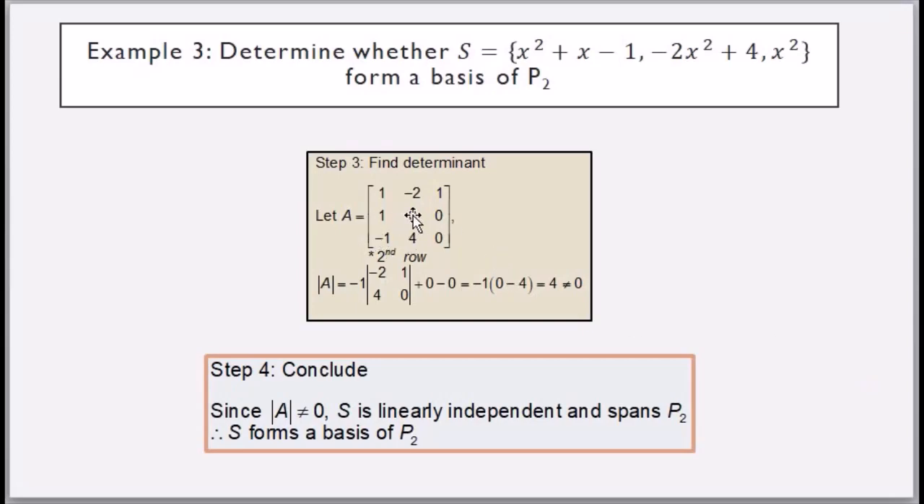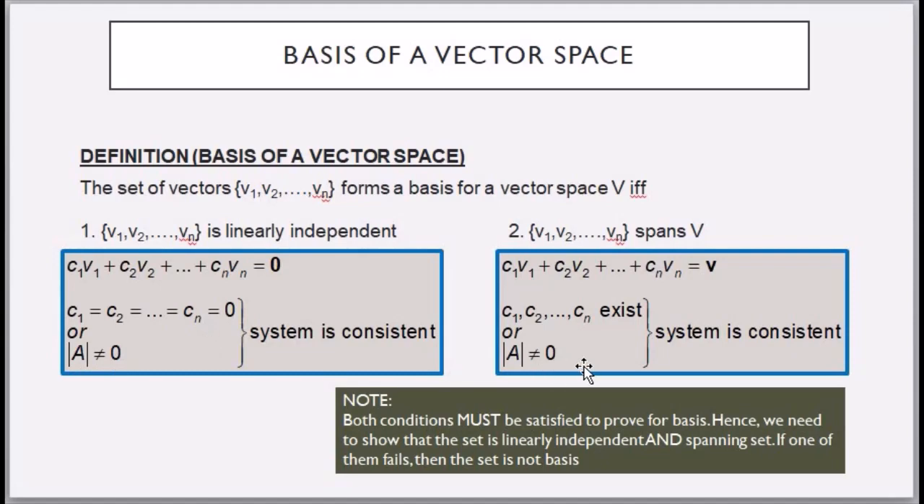Find the determinant along the second row. The signs are negative, positive, negative. So negative 1 times the determinant of (-2, 1, 4, 0). We get determinant equal to 4, which is not equal to 0. Our conclusion: since the determinant is not equal to 0, S is linearly independent and spans P2. Therefore, S forms a basis of P2. This one is from the first slide: when the determinant is not equal to 0, the system is consistent, so it is linearly independent, spans V, and then the set of vectors forms a basis for a vector space.